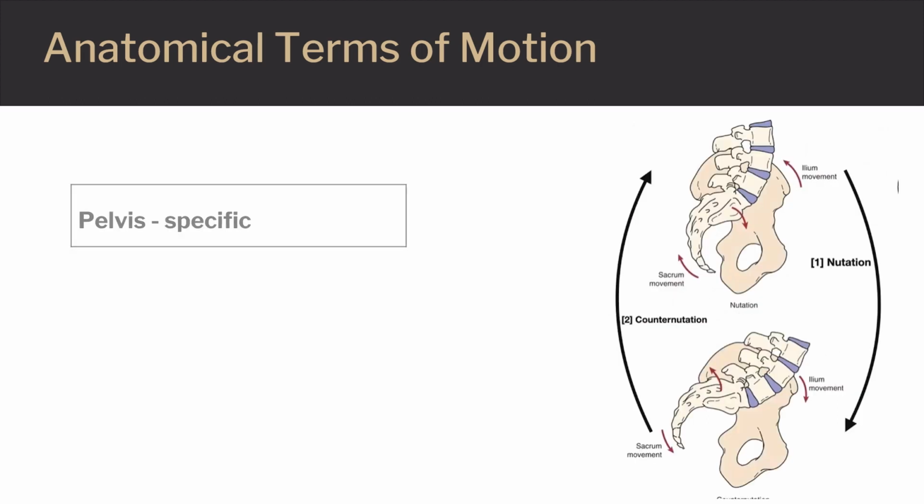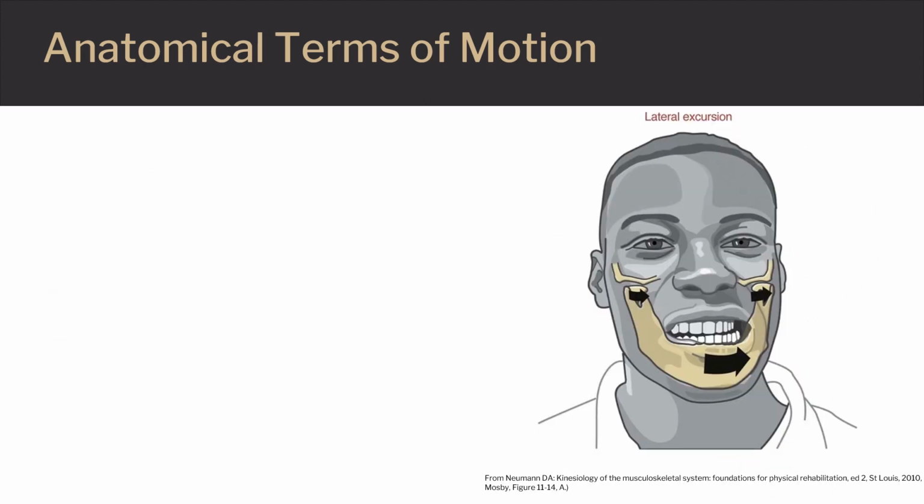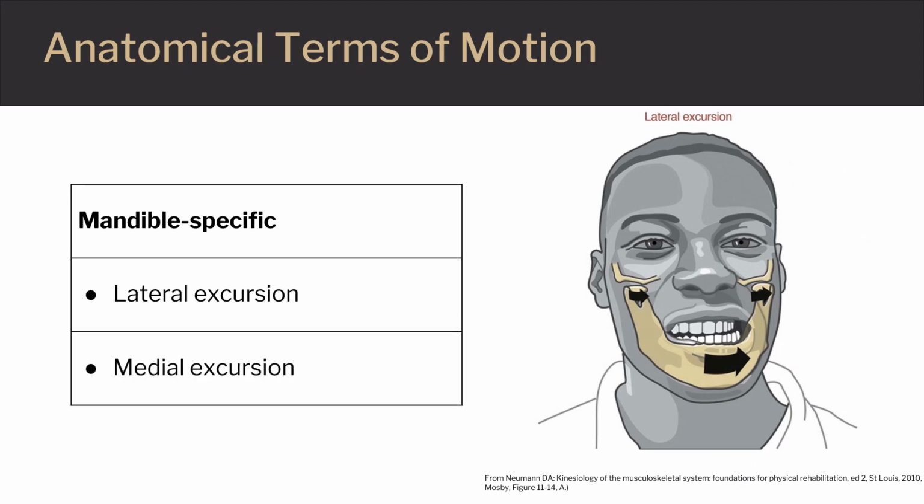The body also has two pelvic-specific movements. Nutation is the anterior tilting of the sacroiliac joint, and counternutation is the posterior tilting of the sacroiliac joint. Our mandible can undergo two specific motions: lateral excursion, which is the movement of the mandible away from the midline, and medial excursion, which is the movement of the mandible towards the midline.